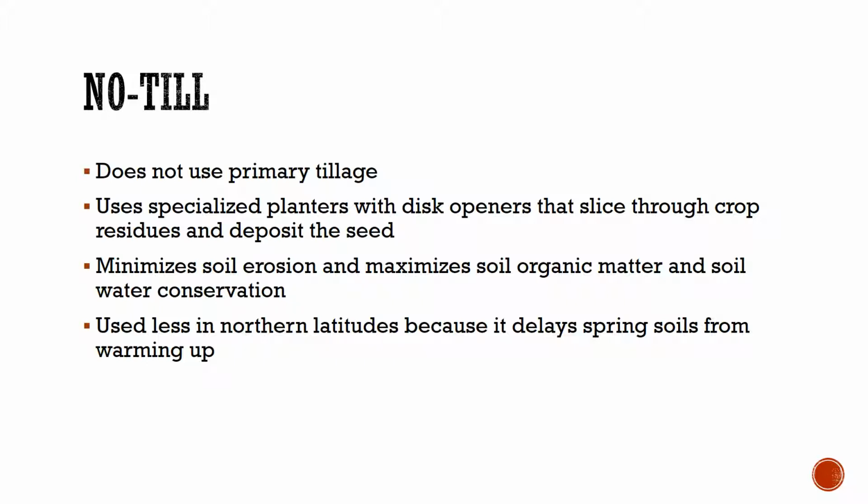We see this more so in northern settings of the United States, just because it delays the spring from warming up. And this is used for different types of soil textures as well. It's gotten extremely popular just within the last 20 to 25 years. About 62 million acres have used no-till, so it's extremely popular. And again, it's just being able to maximize that soil organic matter and minimize soil erosion and keep that water in the soil as much as we can.